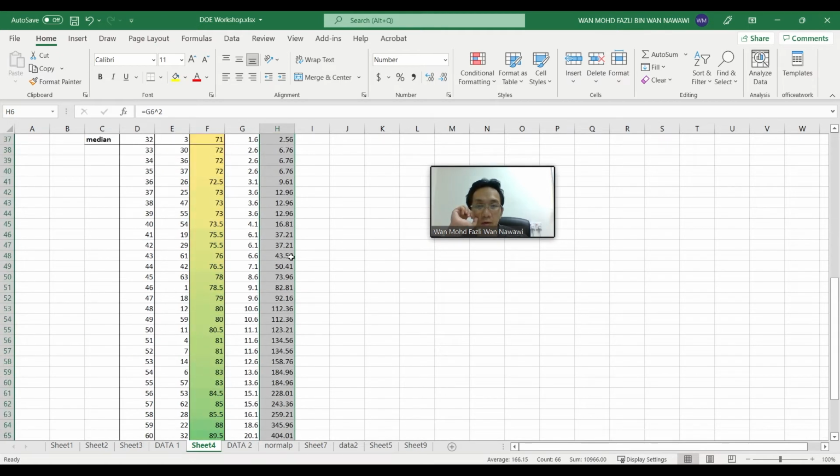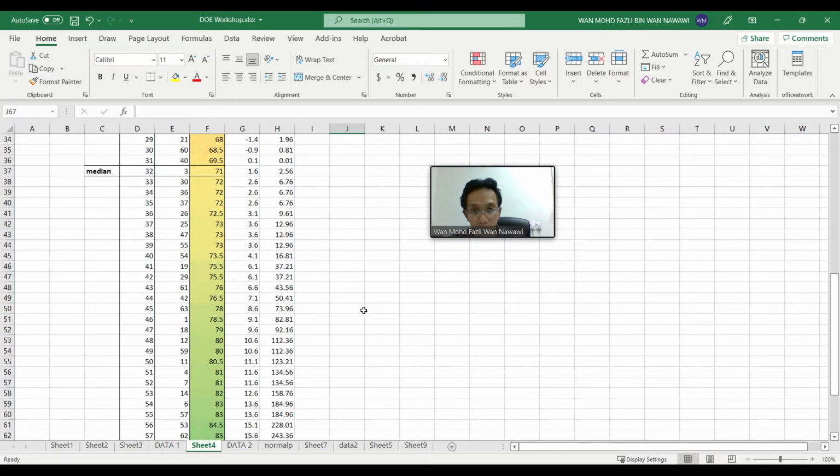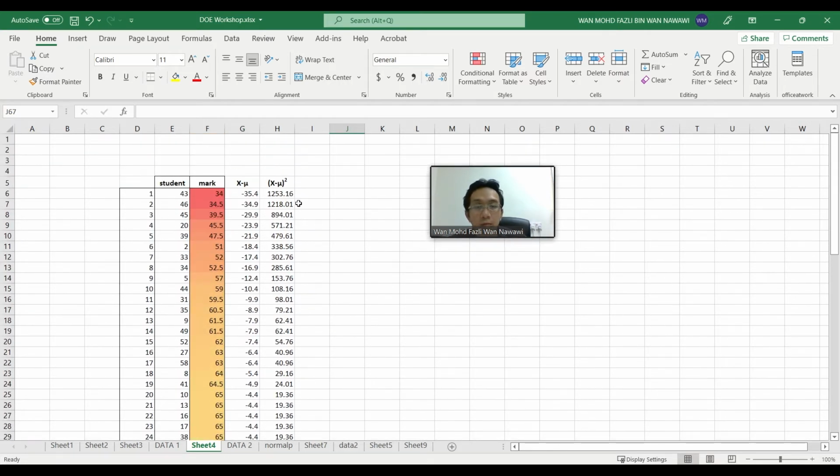Okay, after you square, Ctrl Z, I want until here only. Okay, so you get that. And then you find the summation.